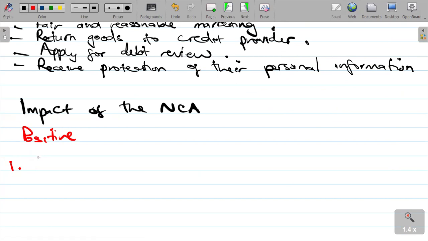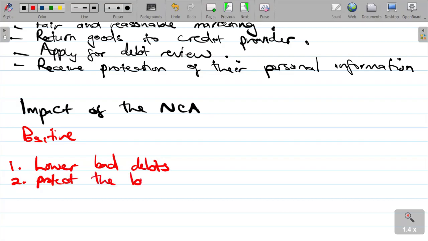It lowers bad debts, resulting in better cash flow. It protects businesses against non-paying consumers.